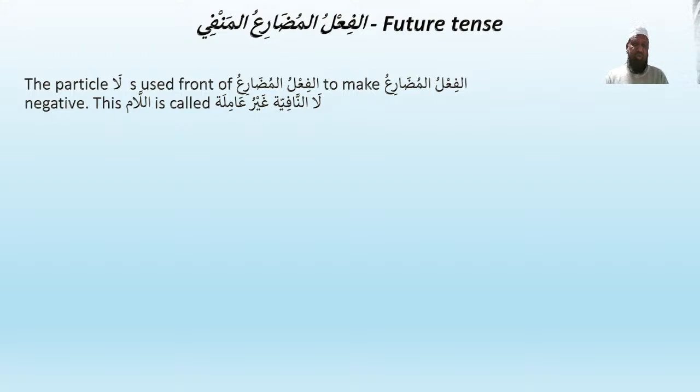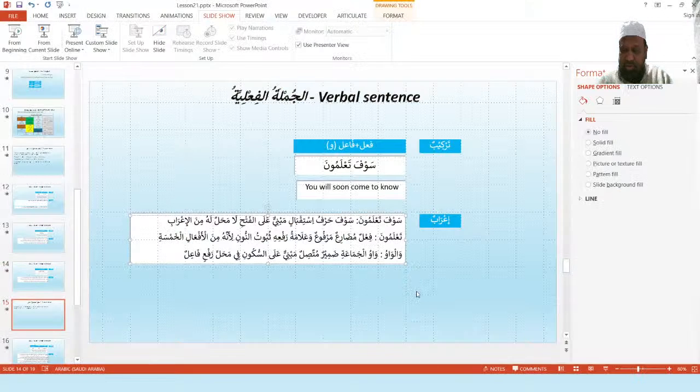Okay, now we know how to make فعل مضارع future by adding the seen or sawfa.